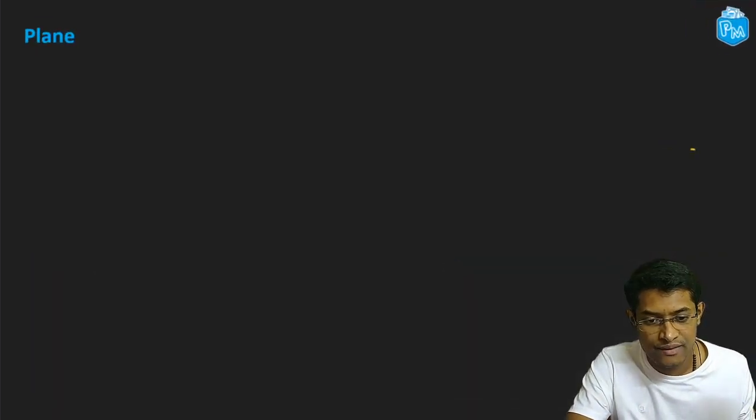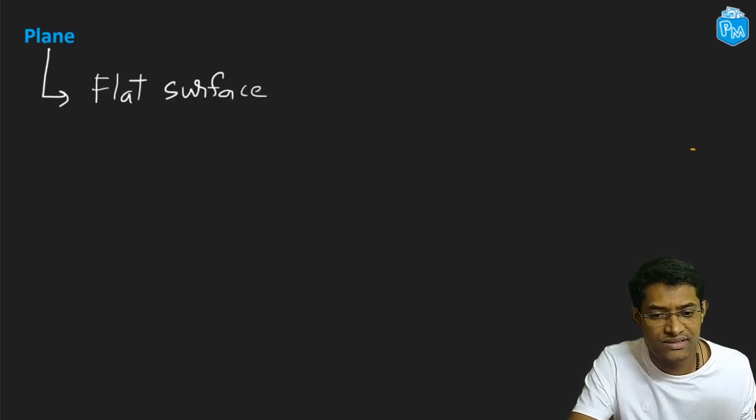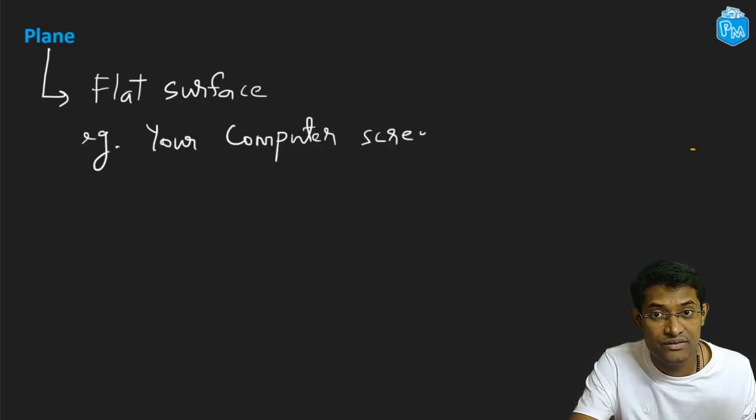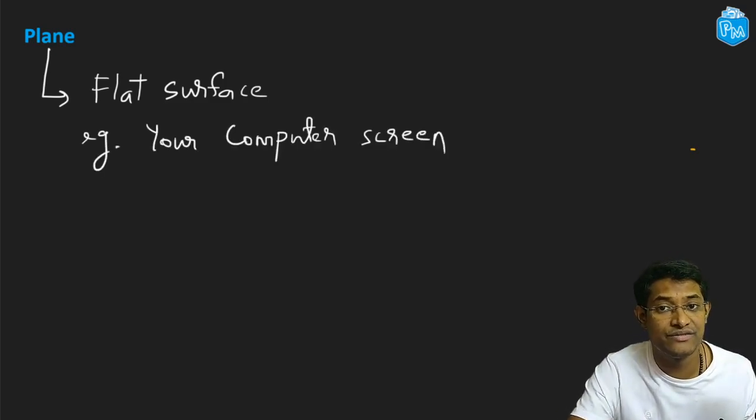All right, now a plane, as we discussed when we discussed parallel lines, is nothing but a flat surface. It's just a flat surface. What's an example? Like now you're seeing this video on a computer screen or on your phone screen, right? So an example of a plane is your screen, your computer screen or your mobile screen is a flat surface, and it's an example of a plane.